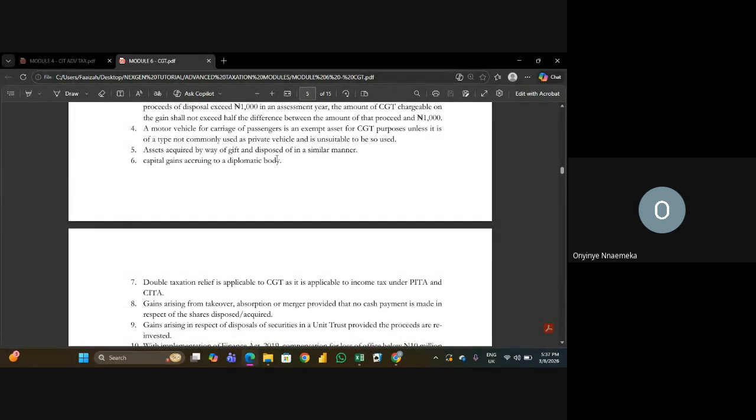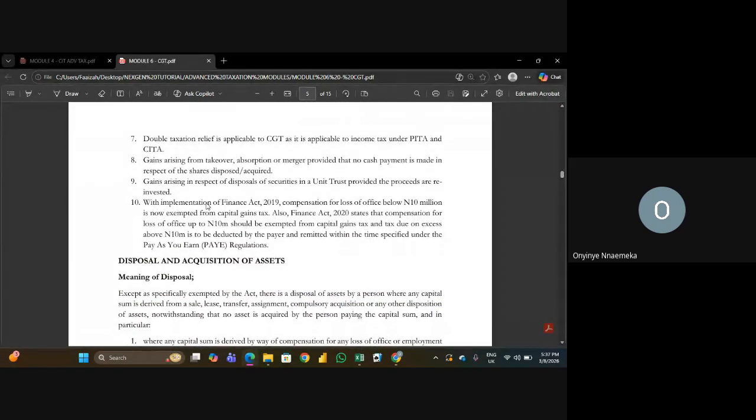Asset acquired by way of gift and disposed of in a similar manner. So if they gift you and you gift back, it's exempt. If they gift you and you sell, it's a gain. If you were gifted a car and you sell the car, because when they gift you the car it will surely have a value, the cost is the value of that car as at the time you were gifted the car. Then you now sell the car, you get a gain. It's going to be chargeable to CGT. But if you were gifted the car and you also give it to somebody else, it's exempted, right? Okay.